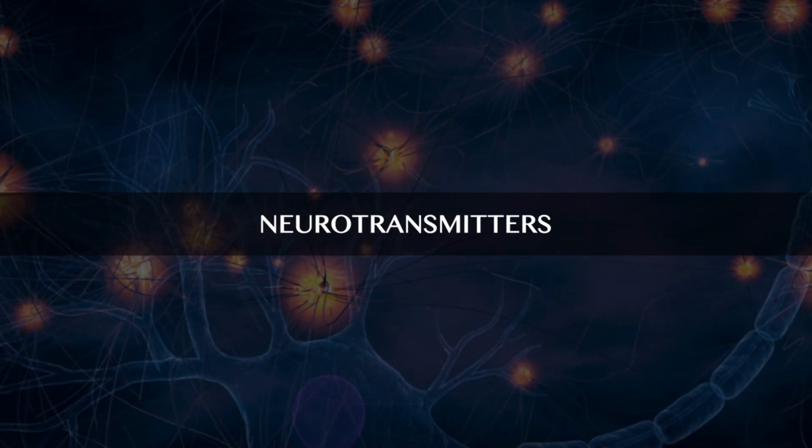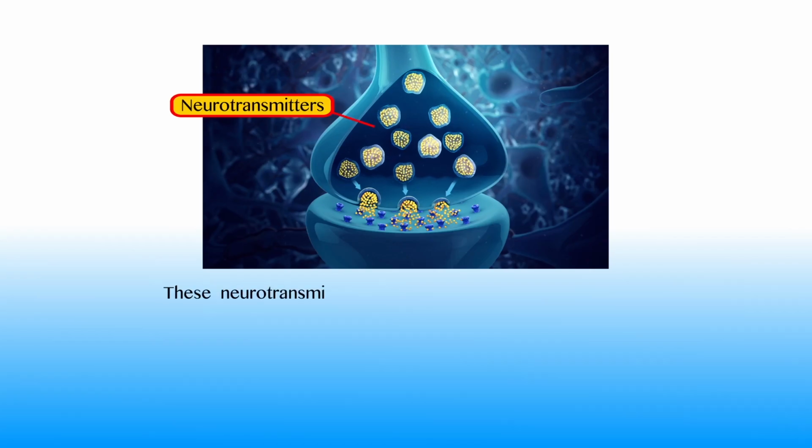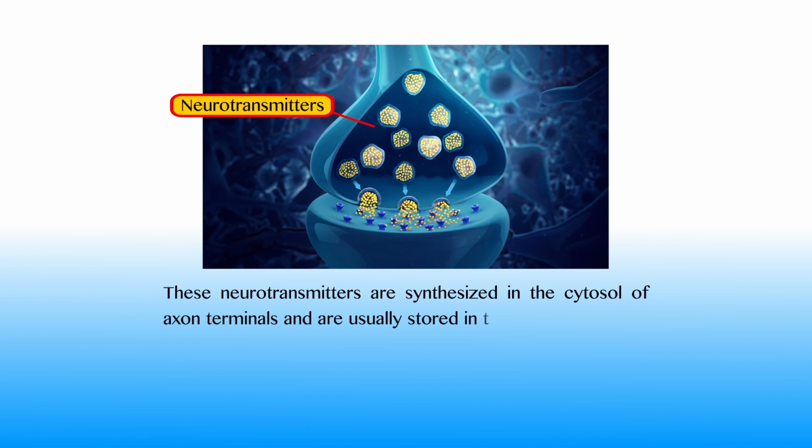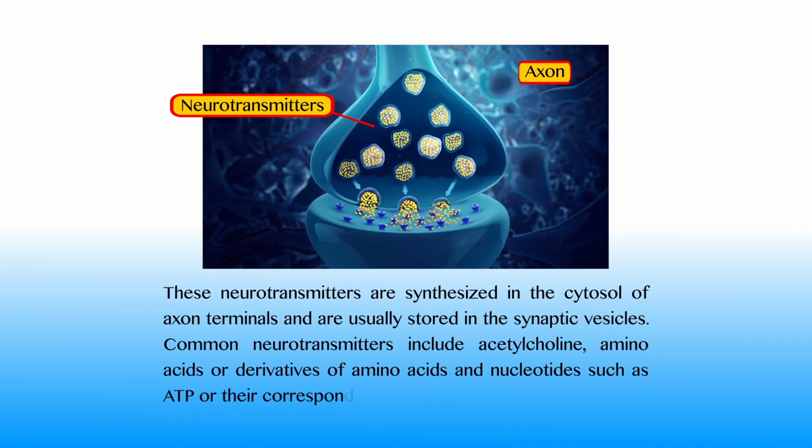Let us now learn about the neurotransmitters. Nerve to nerve signaling, nerve to muscle and nerve to gland signaling involves the release of chemical neurotransmitters that transmit the signals to the postsynaptic target cell. These neurotransmitters are synthesized in the cytosol of axon terminals and are usually stored in the synaptic vesicles. Common neurotransmitters include acetylcholine, amino acids or derivatives of amino acids, and nucleotides such as ATP or their corresponding nucleosides.